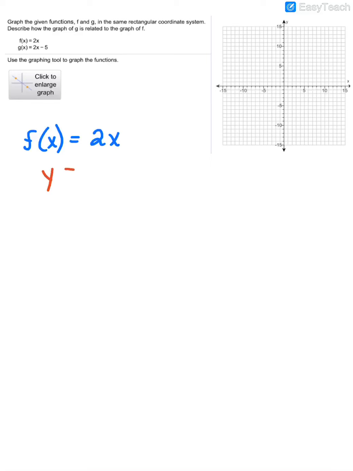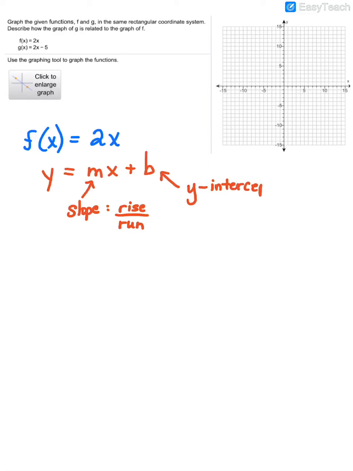Now, the easiest way to graph a linear function, especially when it's in this form, is to think of y equals mx plus b. And so the number in front of your x we call the slope, and we want to think of that as your rise over your run when you are graphing points. And then the b value we refer to as your y-intercept. And we think of that as your starting point on your y-axis.